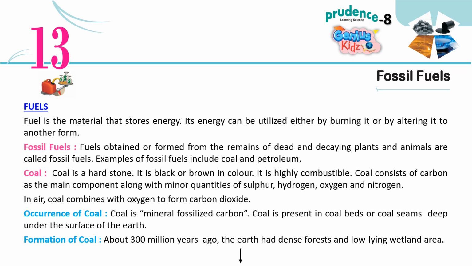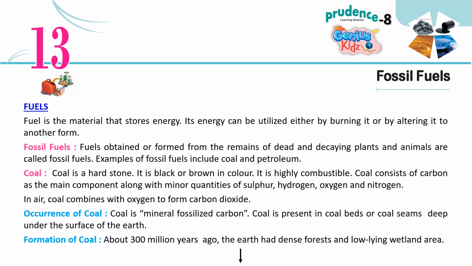Coal. Coal is a hard stone. It is black or brown in color. It is highly combustible. Coal consists of carbon as the main component, along with minor quantities of sulfur, hydrogen, oxygen, and nitrogen. In air, coal combines with oxygen to form carbon dioxide. Occurrence of coal. Coal is mineral fossilized carbon. Coal is present in coal beds or coal seams deep under the surface of the earth.